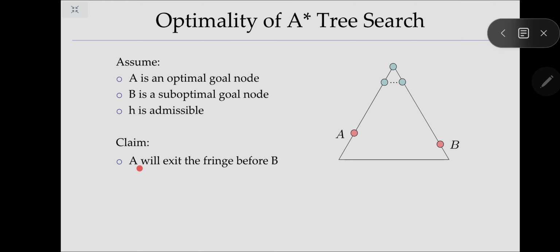But if A is not inside the fringe, we cannot guarantee to find the optimal solution in the least number of iterations. Now we show that this condition does not happen.